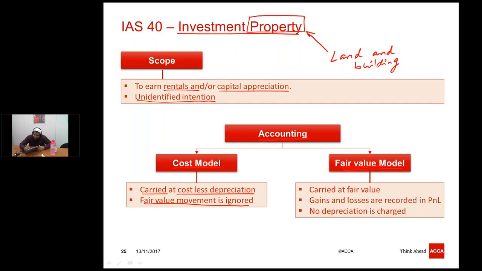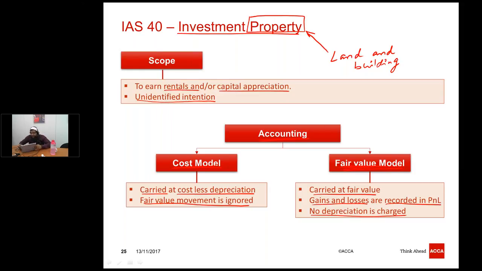But in the fair value model, we carry the investment property at fair value, and all gains and losses are recorded in P&L. This is unlike IAS 16. In IAS 16, we used to record the gain in OCI and the loss in P&L, but in IAS 40, the gain and the loss, both will be recorded in P&L, and no depreciation will be charged in this case. Again, something different than IAS 16.